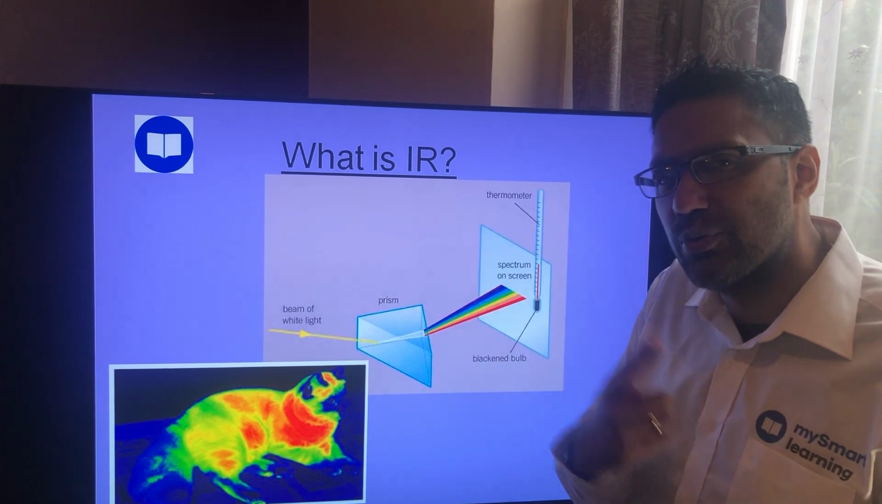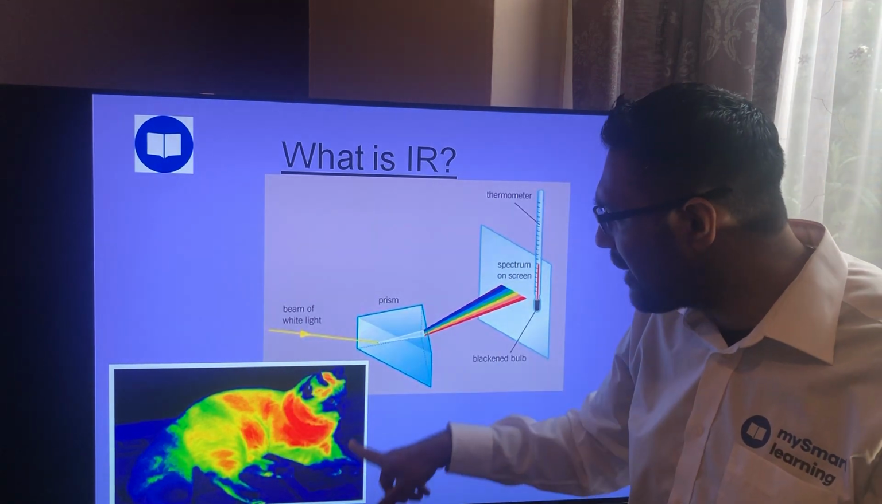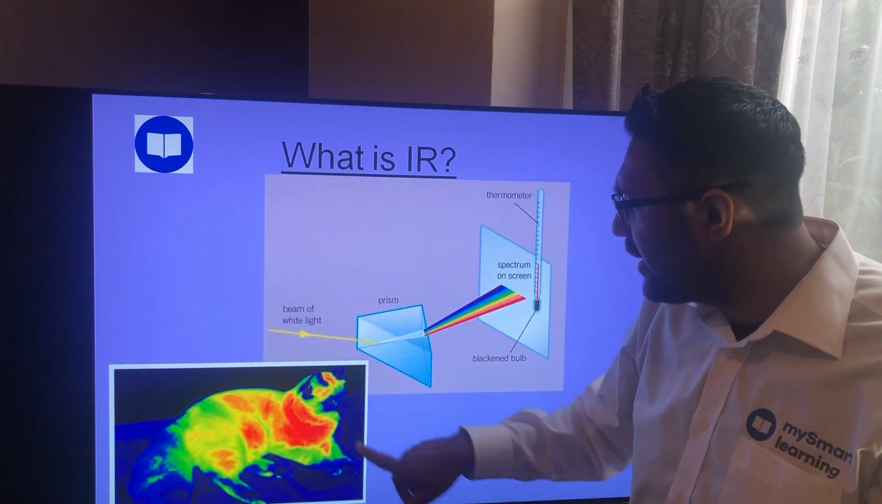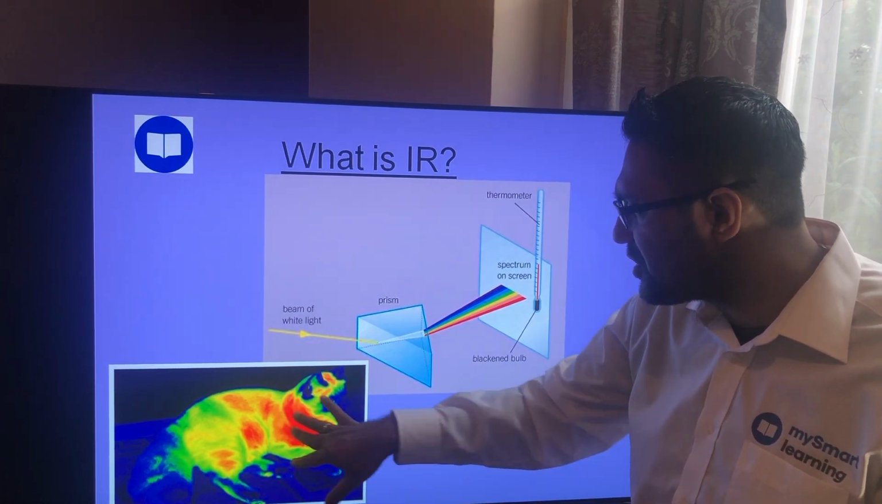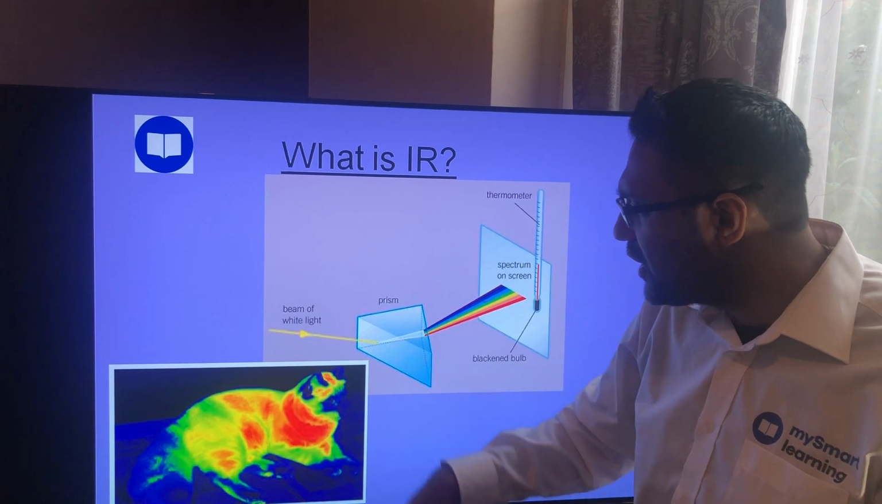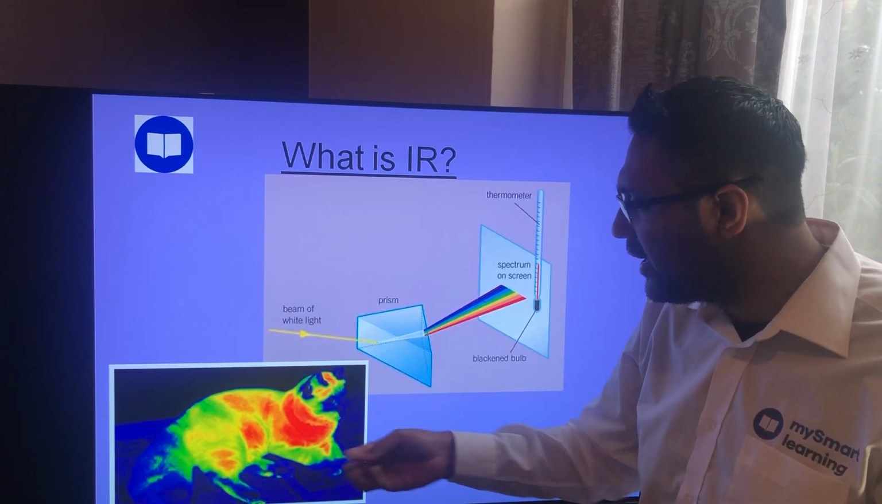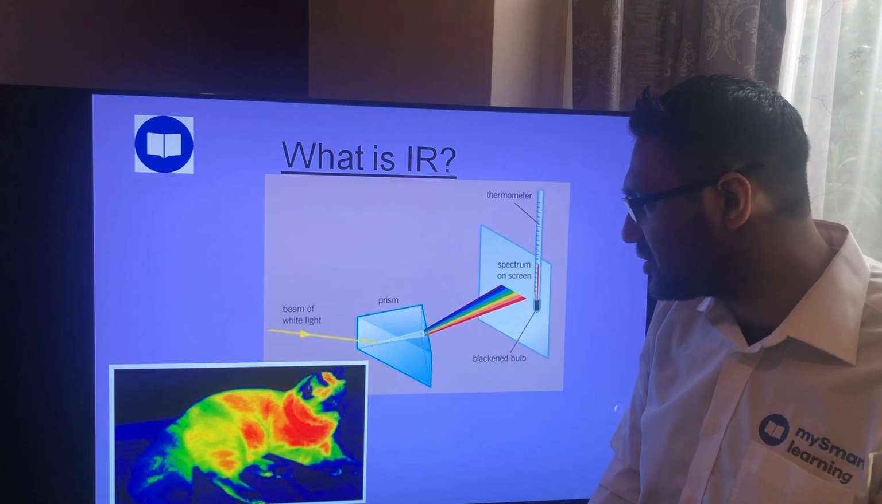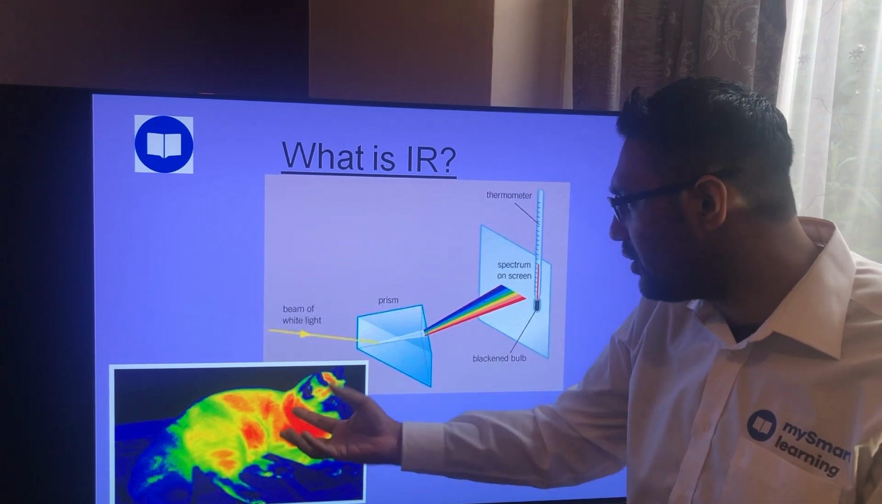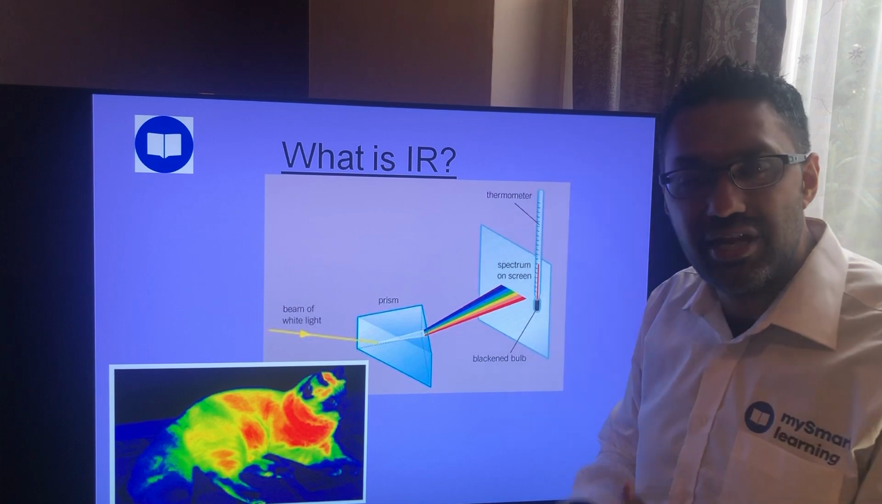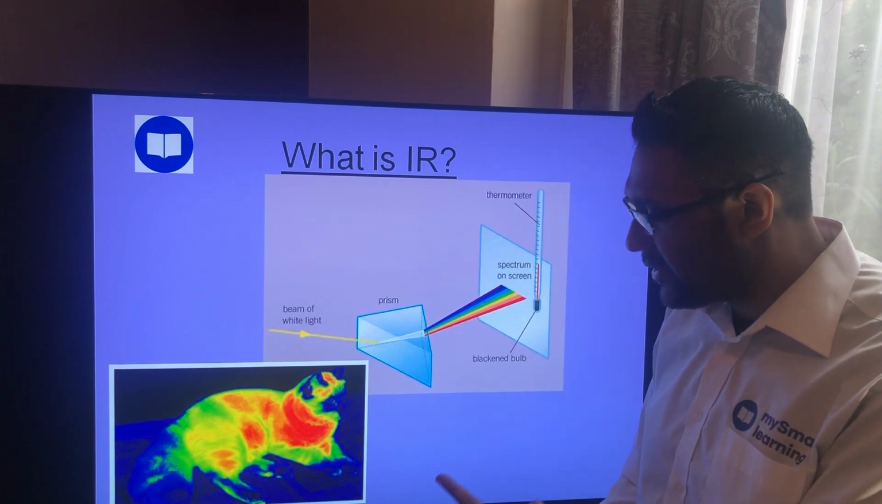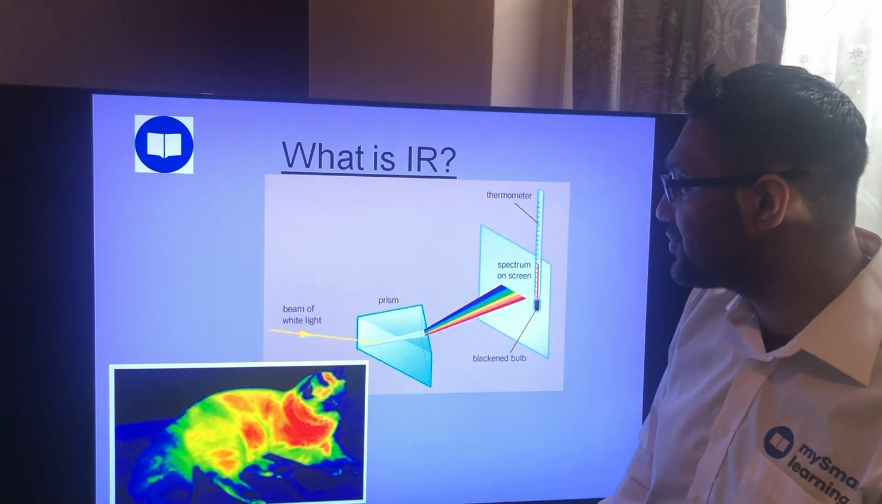You can't see it, so how do we know it's there? Well, if you use a thermal imaging camera, you can see a little cat there. You can see certain parts are blue, certain parts are orange, and certain parts are yellow and green. The brighter colours, the red, are the hottest parts of that cat, and the blue parts are the coolest parts of that cat. That's how we use thermal imaging cameras to see infrared.